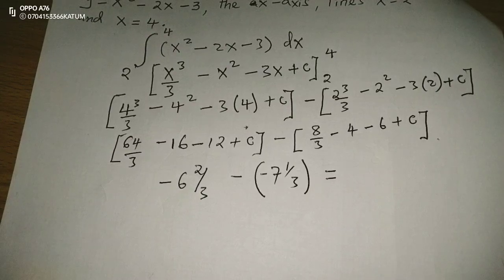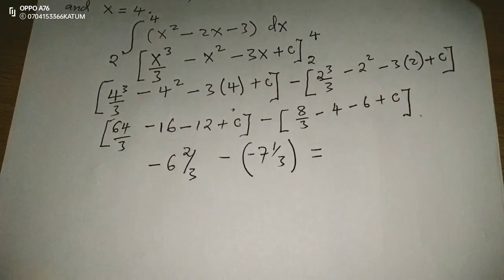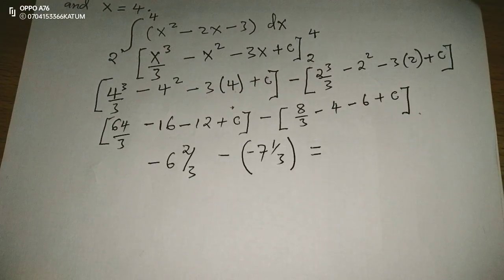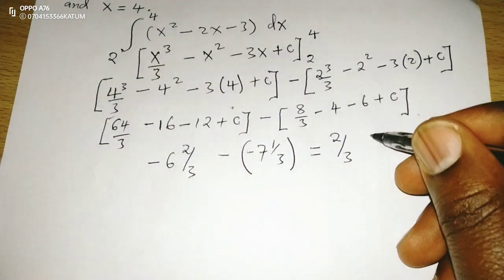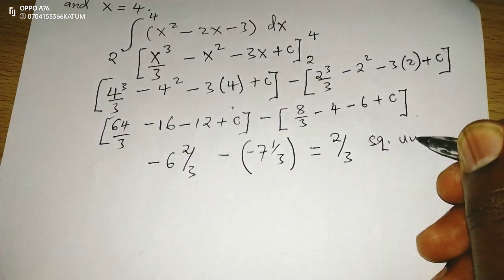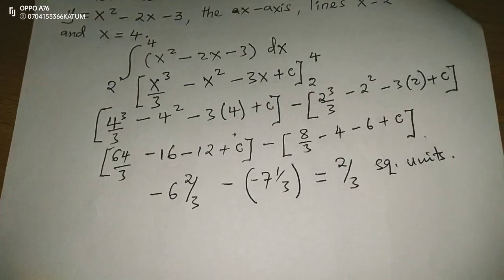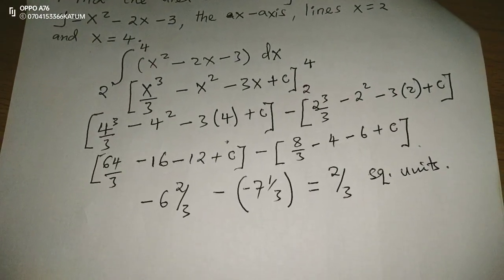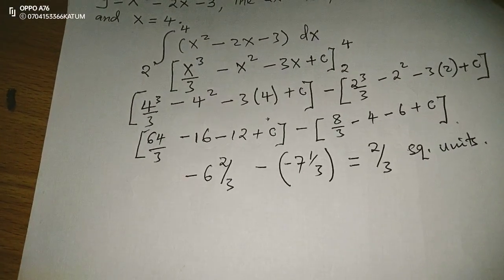Then we subtract the answer we had here, and I'm getting 2 over 3 square units. So this is what the majority of average students will do. But now, is this the exact area? Let us look at a different approach.